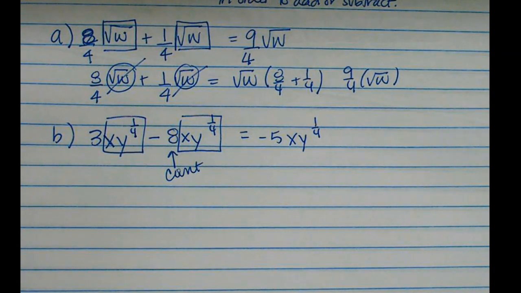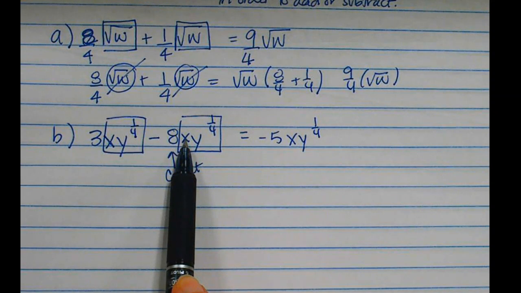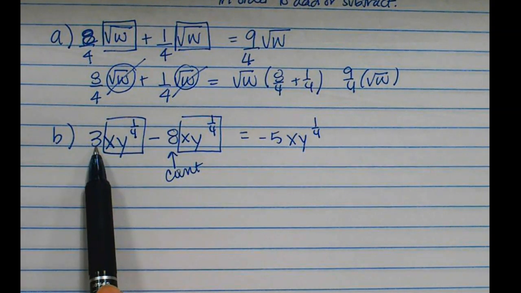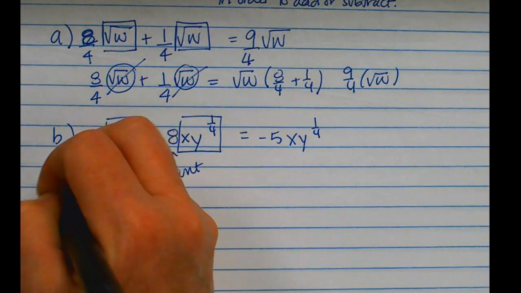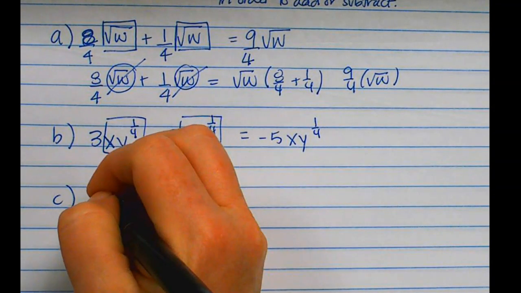But it is important, and I just want to say it one more time because it's that important. This 1/4 doesn't go with the x because it's not in parentheses. X has its own exponent, 8 has its own exponent, 3 has its own exponent. So you do have to know all of those little things as you go. Now this one's a touch more complicated.